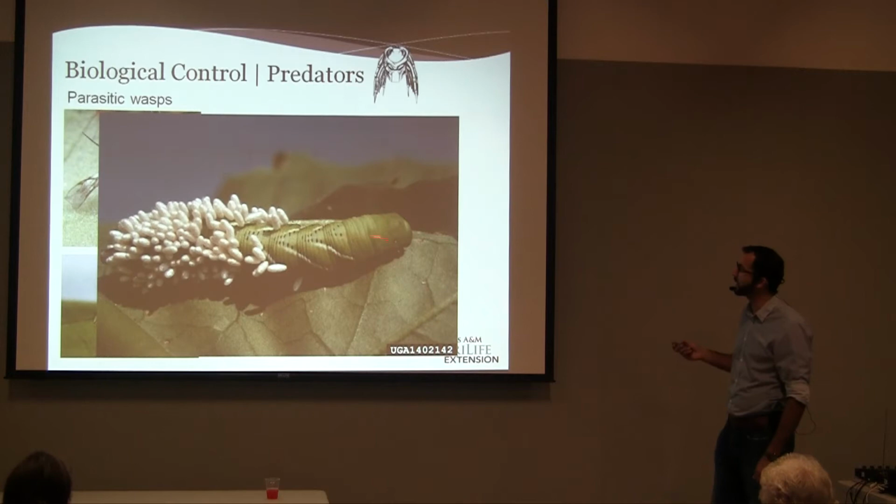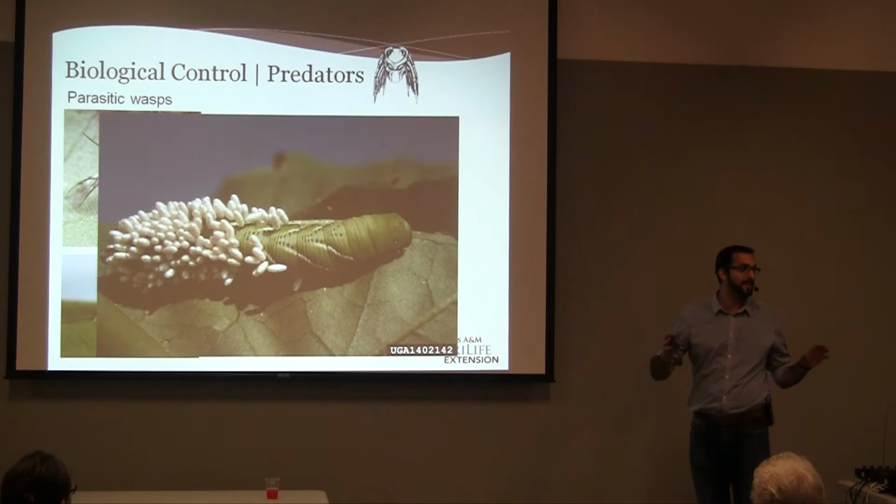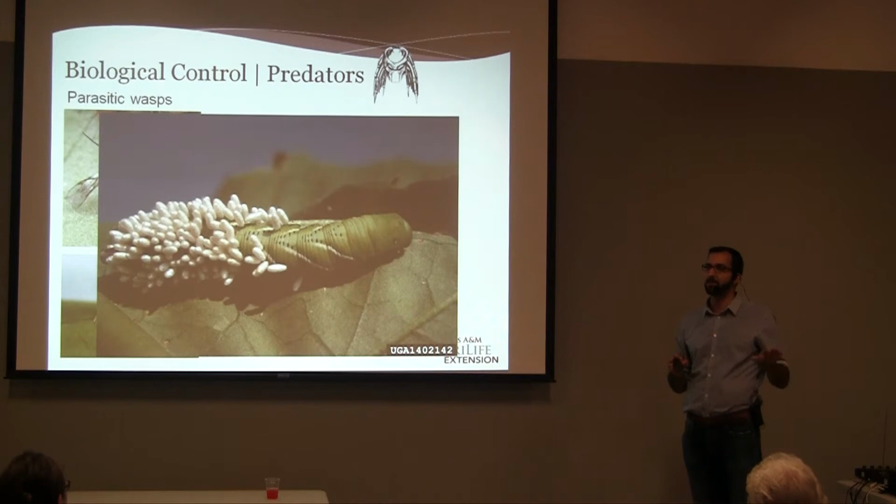So if you see something like this in your vegetable crop, tobacco hornworms can eat a lot in a day, so I wouldn't recommend necessarily leaving it on your plant. But you may consider removing it and putting it in a place where it's not going to keep eating your plant, but where those wasps can emerge and eat the caterpillar alive, so you can still get that enjoyment.